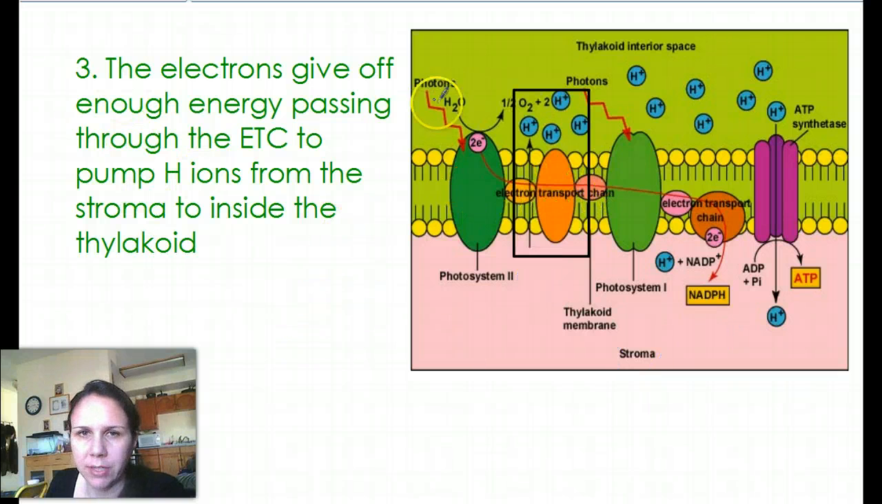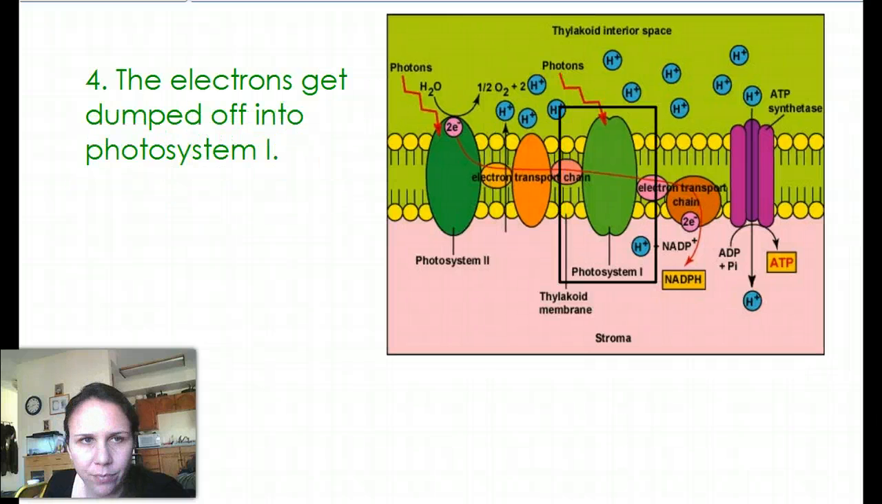So, photons come in, two electrons get excited, they jump ship, they take a ride down the electron transport chain, all the while providing energy to start shoving hydrogen ions into the middle of the thylakoid. Next, 4. The electrons get dumped off into photosystem 1. So remember, my electrons are riding the train. Right here, they get dumped into photosystem 1, which comes second. Okay, remember that. 2 comes first, 1 comes second.